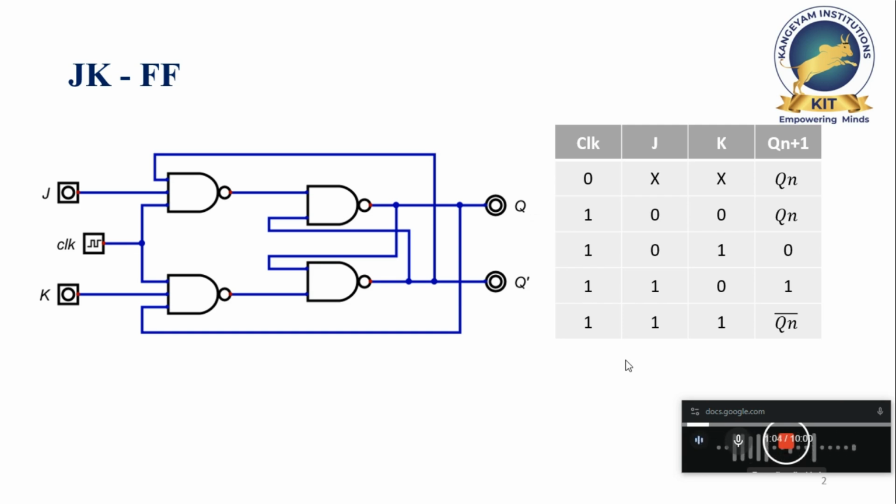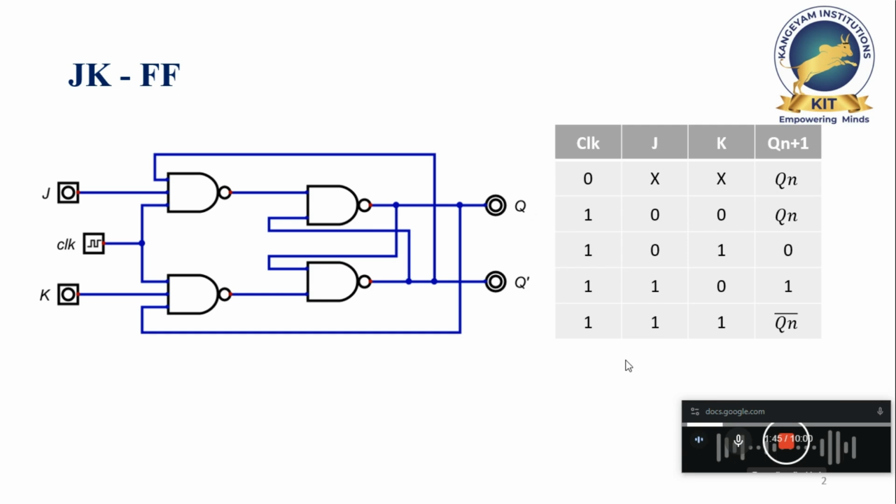But JK flip-flop also has a small disadvantage. That disadvantage is called race around condition. What is race around condition? What happens is when the inputs of JK flip-flop, for example, clock is 1 and J is 1 and K is 1, what will happen? The output becomes the complement of the previous output. So suppose you have an output 0, once this condition comes, the output becomes 1.